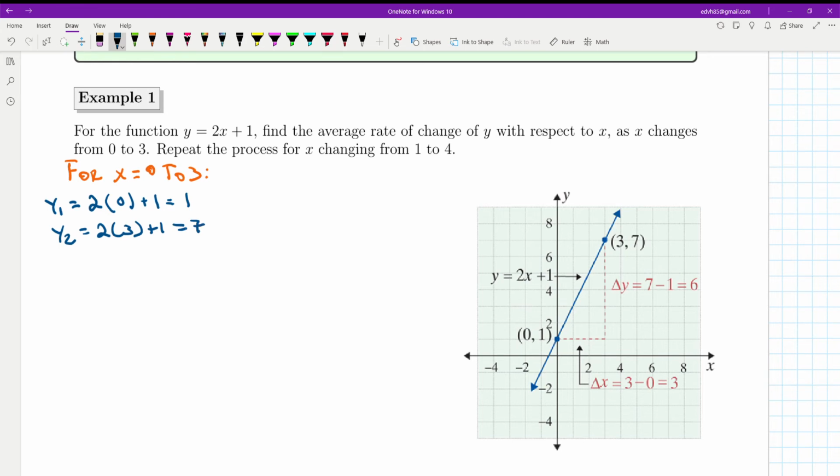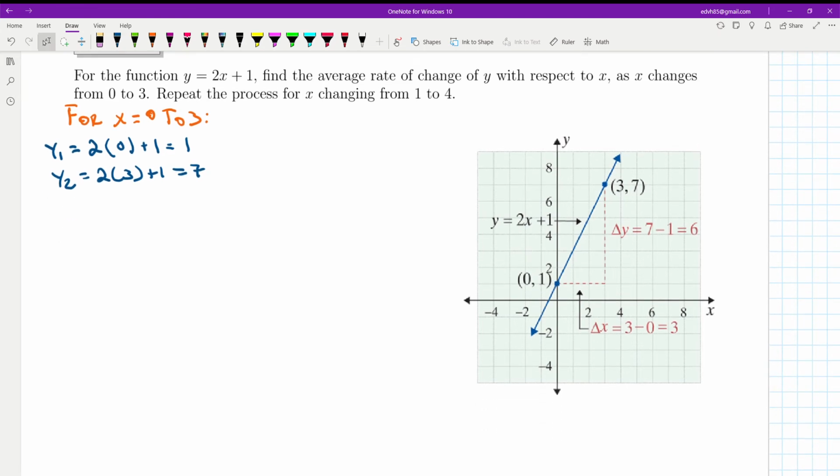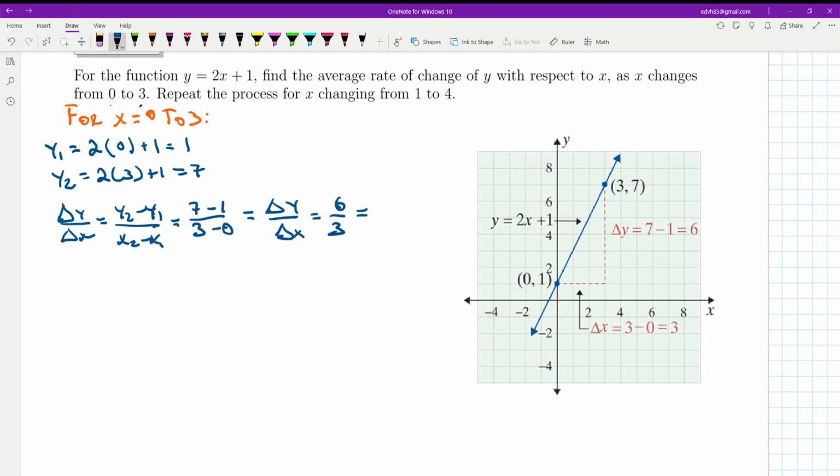So we are ready to compute delta y over delta x, which is y2 minus y1 over x2 minus x1, where y2 is 7, y1 is 1, x2 is 3, and x1 is 0. And this delta y over delta x will be 6 over 3, which reduces to 2.